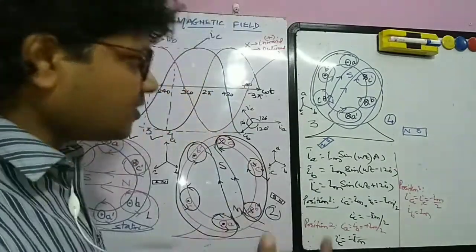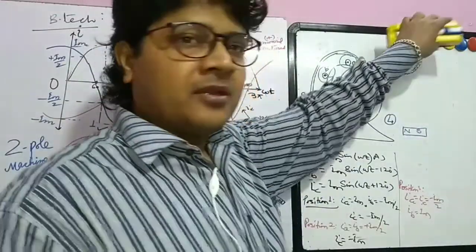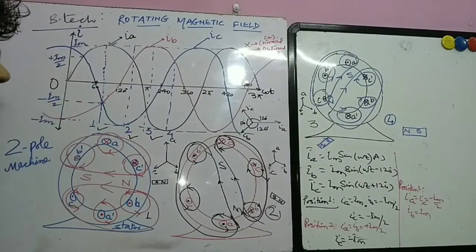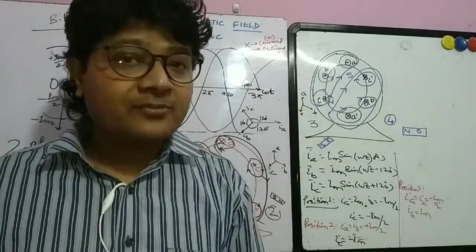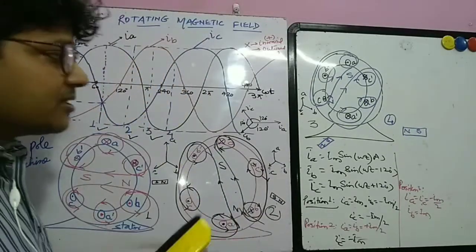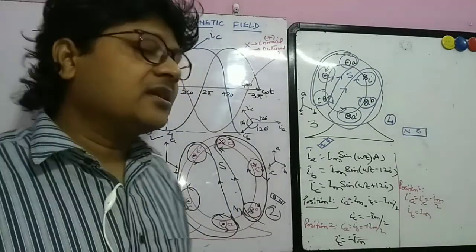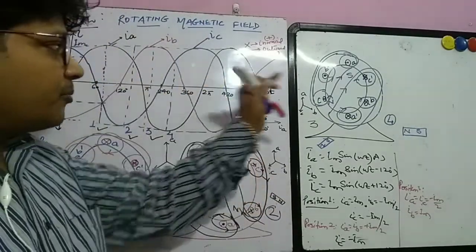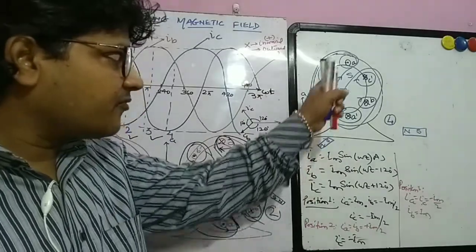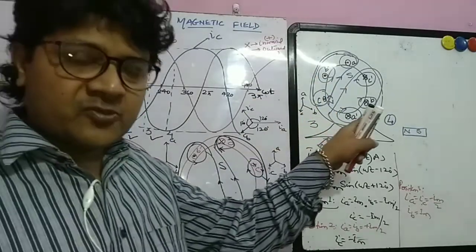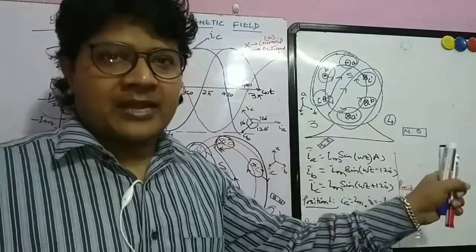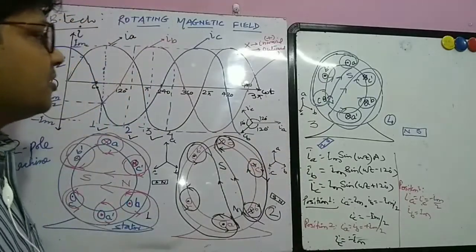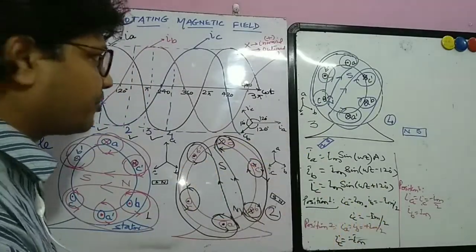So once again we are moving further. We have seen that the magnetic field is rotating. Now we have to calculate what the synchronous speed is. How can we say this is 2f upon p? We can see that with the movement of current on the time axis, our magnetic field is moving in space by the same angle. So we have produced a rotating magnetic field.